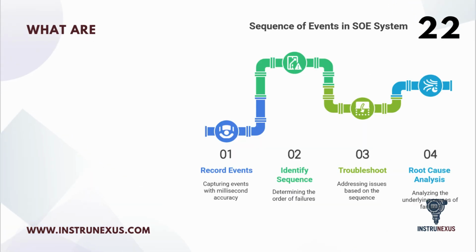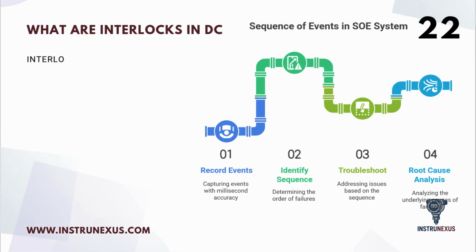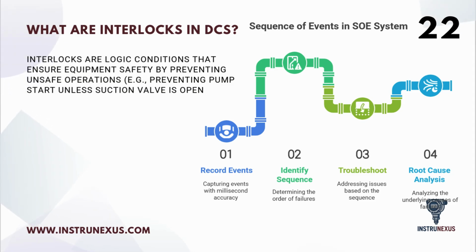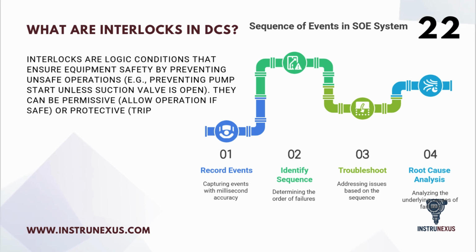What are interlocks in DCS? Interlocks are logic conditions that ensure equipment safety by preventing unsafe operations, e.g., preventing pump start unless suction valve is open. They can be permissive, allow operation if safe, or protective, trip on unsafe condition.